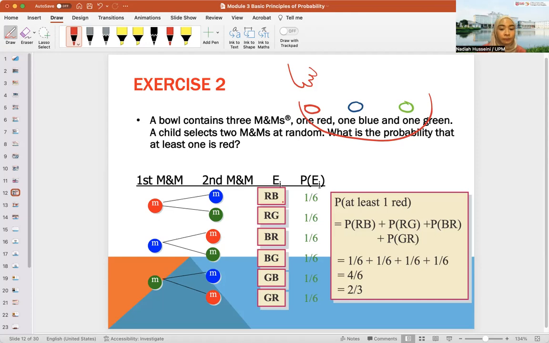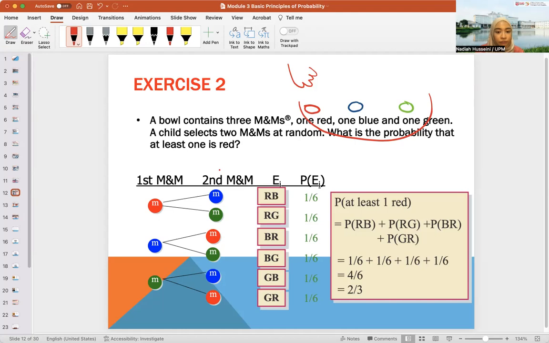There's no order here. Okay, so the first M&M, oh, but it selects 2 M&Ms at random, not together, or is it one at a time? Okay, I don't think it matters. Okay, so let's say the first M&M that he got from the 2 is red, and the second one should be either blue or green.